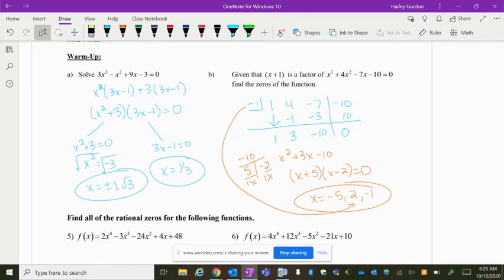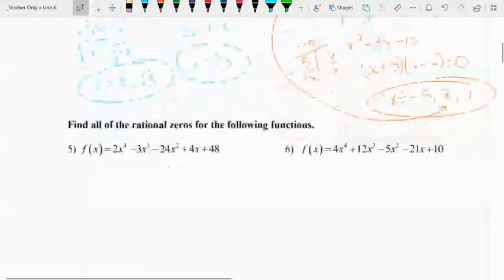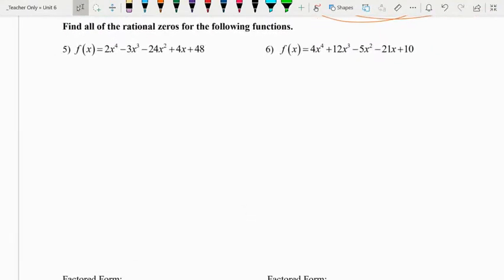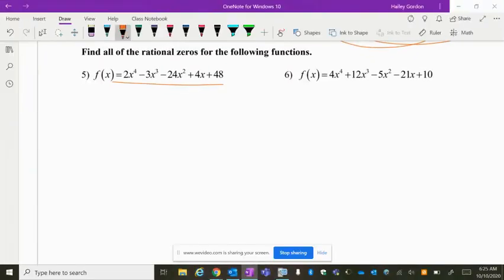All right, so we are going to continue this today. So we're going to find all the zeros. So the first thing that we're going to have to do is plug this into our calculator. Okay, so go ahead, get your calculator out and type in this equation now.